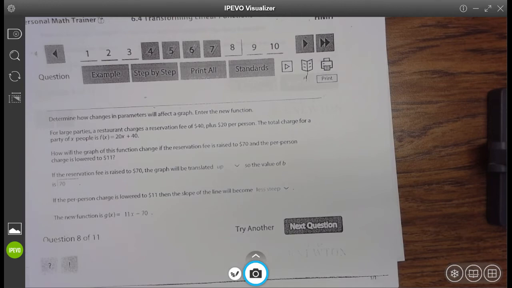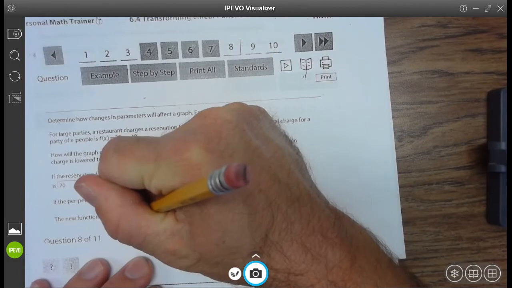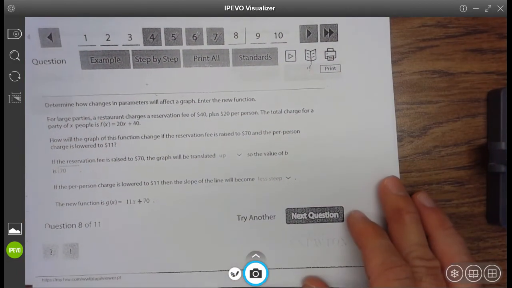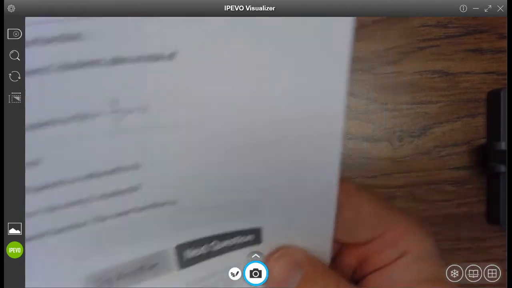If the reservation fee is raised to $70, the graph will be translated up so the value of b is 70. If the per person charge is lowered to 11, then the slope of the line will become less steep and the function g of x will become 11x plus 70. It's a plus sign. All right, so now let's take a look at the next example.